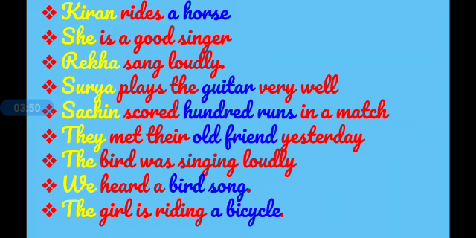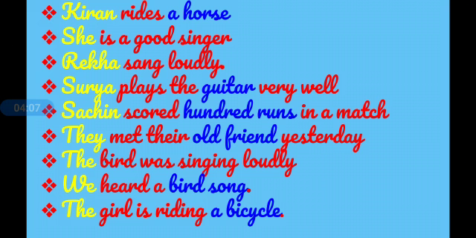The bird was singing loudly. What is the verb here? Singing. How it is singing is being given here. The bird is the subject, and how it is singing is loudly. But there is no receiver here and there is no object here.